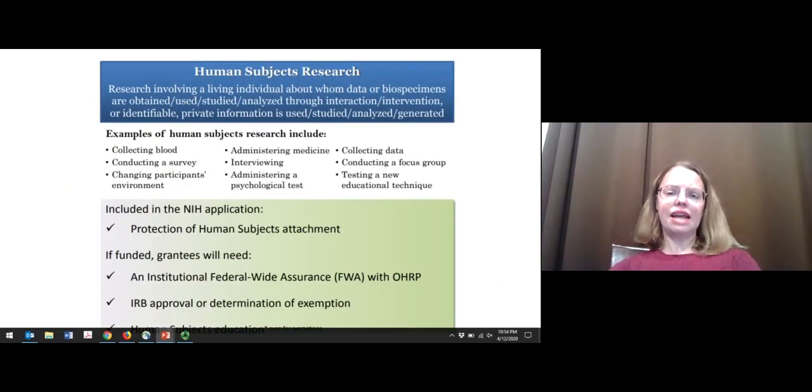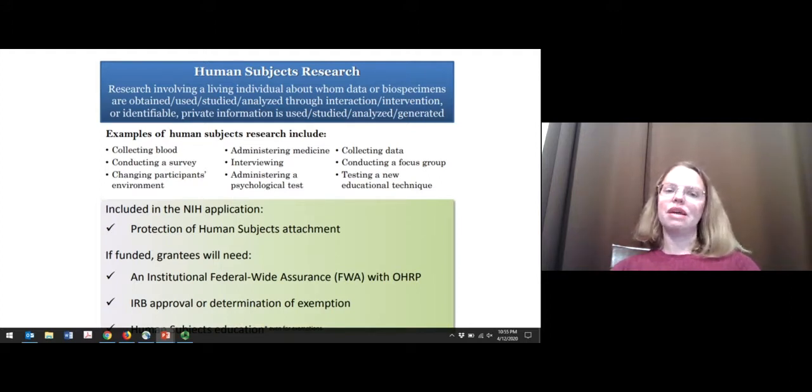So this is the NIH again, and some of their rules for human subjects research. So they define it as research involving a living individual about whom data or biospecimens are obtained, used, studied, analyzed through interaction, intervention, or identifiable private information is used, studied, analyzed, or generated. So there's a few key things there. Living, I guess if you're dead, they don't care. Interactions, interventions, right? Private information. They're really concerned about privacy right at the moment.